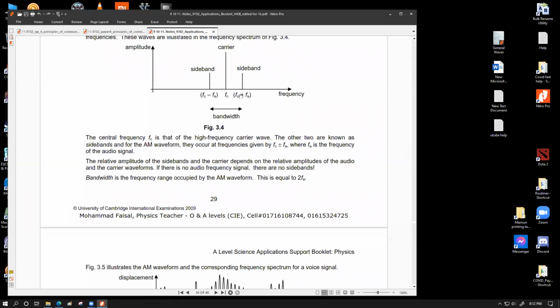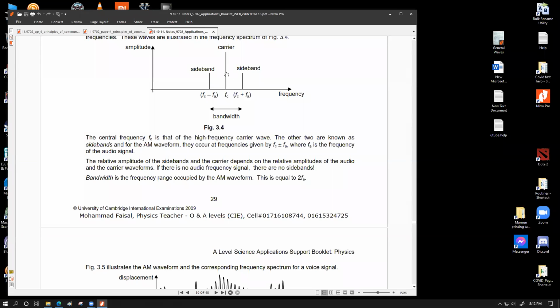Not FC plus FA, sir. FC plus FA is the value of one of the sidebands, which is on the higher side, and FC minus FA is the value of the other sideband, which is on the lower side. These two are sidebands. They are not the information signal frequency. These frequencies come along by the choice of the carrier wave.